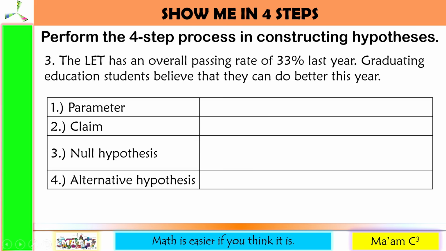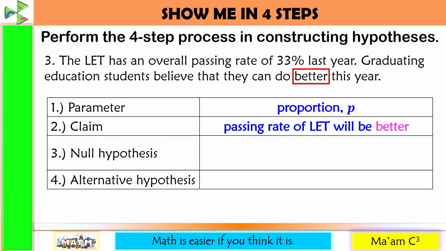Last one, the licensure examination for teachers has an overall passing rate of 33% last year. Graduating education students believe they can do better this year. So we are given here 33%, and this is a proportion denoted by P. And what is the claim? The claim is that it will be better this year. So the passing rate of licensure examination for teachers will be better.